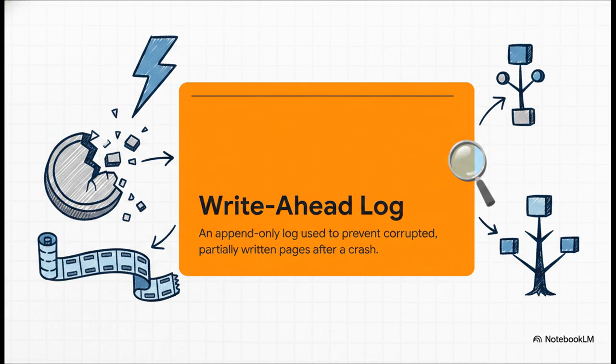Before the database is ever allowed to overwrite the actual tree page, it absolutely must first append the change to this log. If a catastrophic crash happens, the database just reads the WAL upon reboot and restores the tree back to a healthy, consistent state.